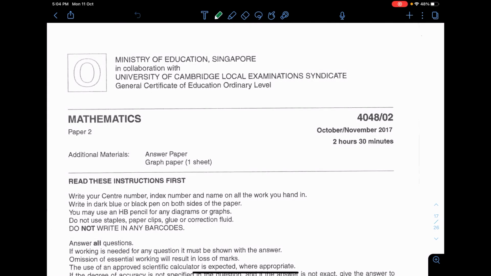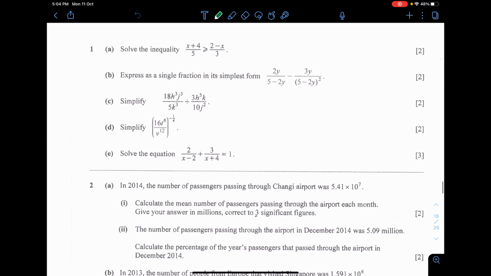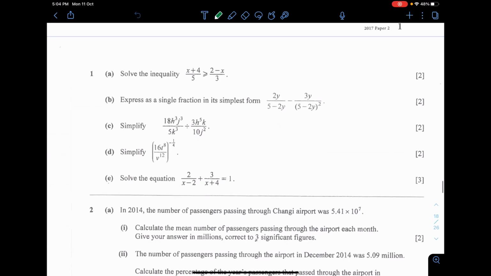Now is the time for Paper 2 of 2017 E-Maths. Let's start. First, solve the inequality of this. You can actually cross multiply the numbers here, even though it's inequalities. So the 3 multiplies to the left, and the 5 multiplies to the other side, giving you this.